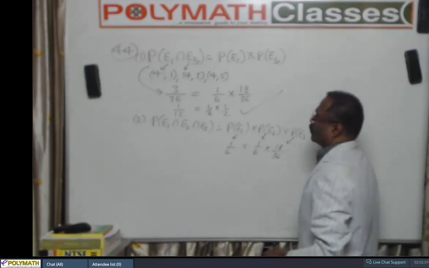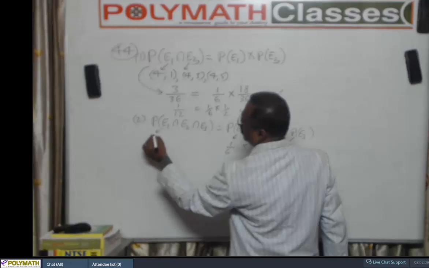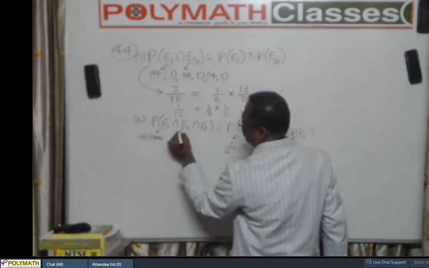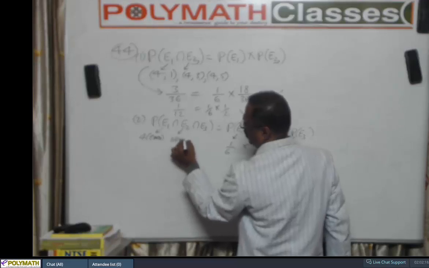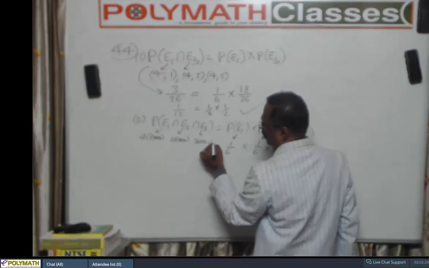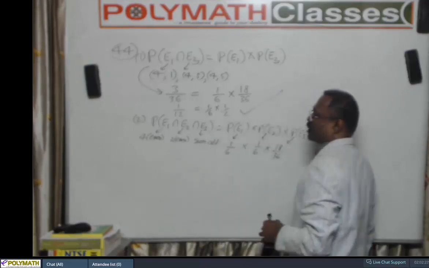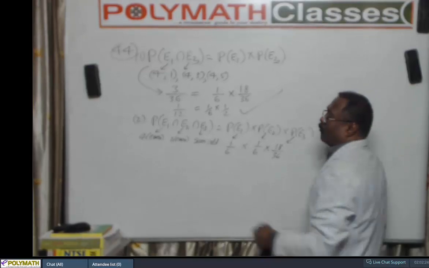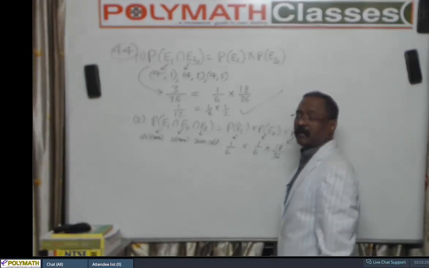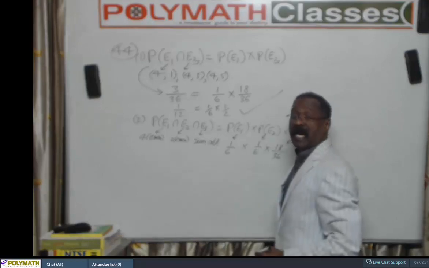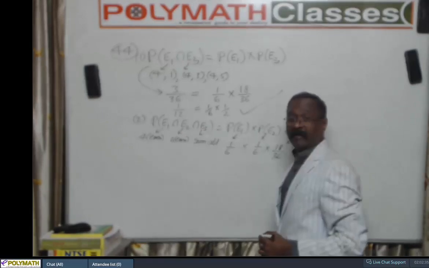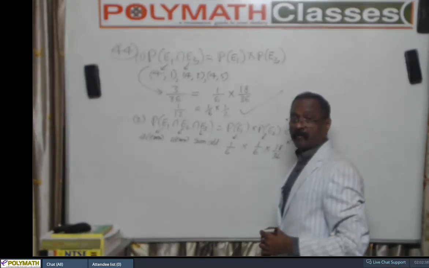Now, this number is 4, even. This number is 2, even. And this number is the sum, odd. Sum on the dice is odd. When these two are fixed to be even, the sum of even numbers is always even. Where you don't get the sum odd, that means there is no intersection for E3 with E1 and E2. You understand what I'm saying?